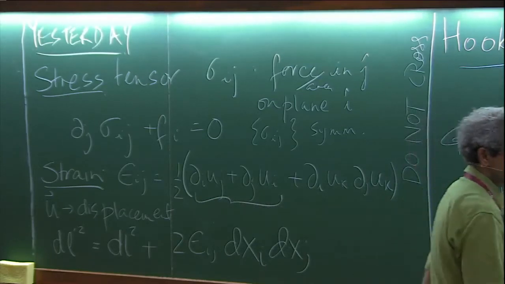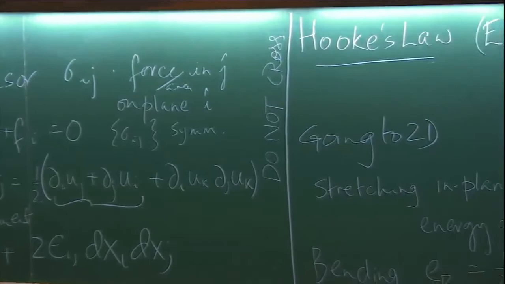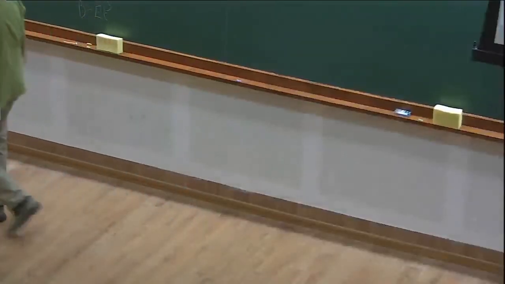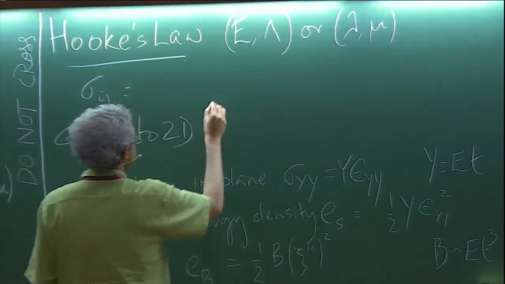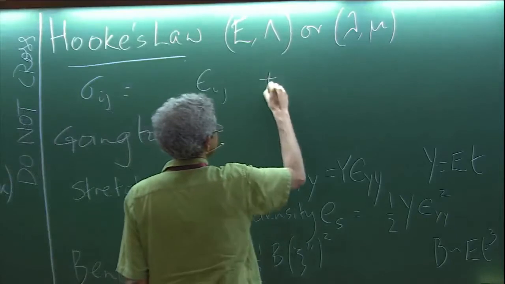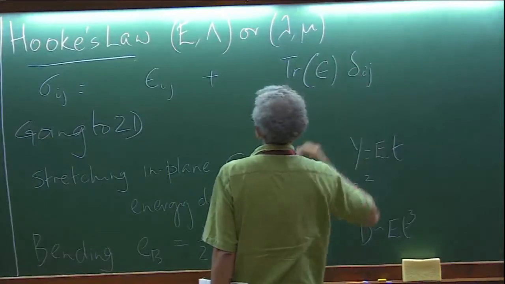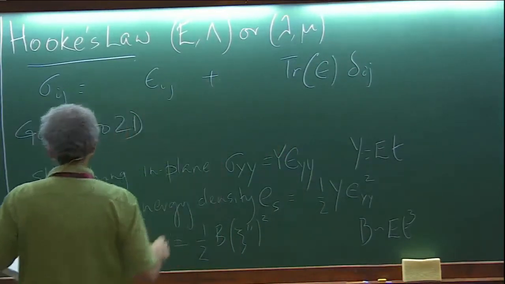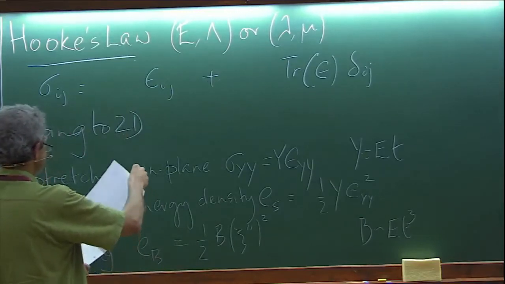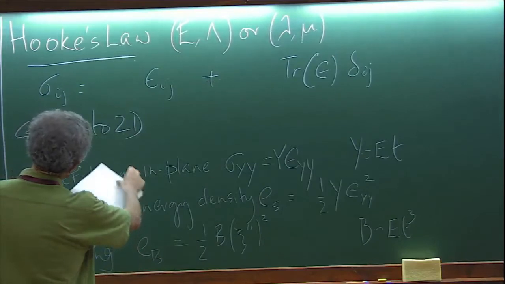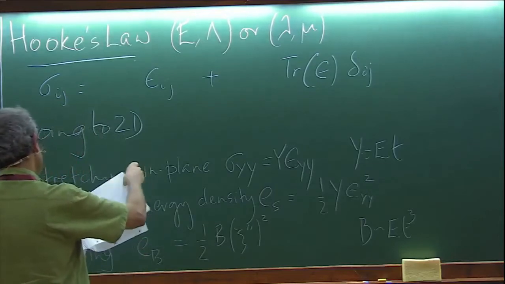The next thing we talked about was Hooke's law, which was a relationship between stress and strain. So the one that's easily written on the board, of course, is this one. And then I forget always which goes where. And then I have to go several pages back to remind myself which goes where.